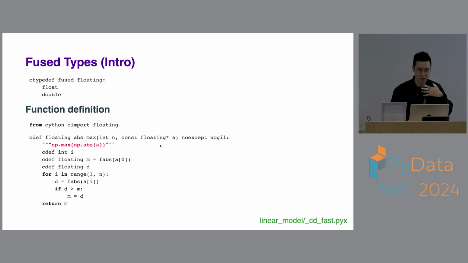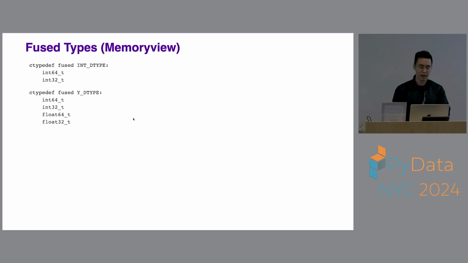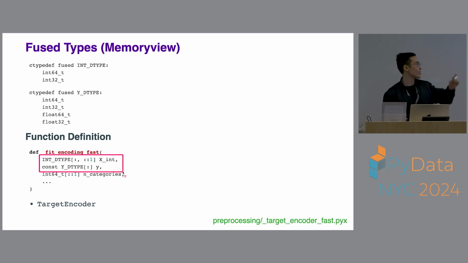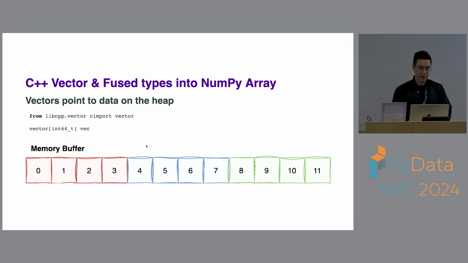You could even push this further and define your own fused types. This is an int one that supports 64 and 32-bit ints. This is one that supports ints and floats. Then you can have these in function definitions, and this defines 8 functions, because you have 2 there and 4 here, and you have all the combinations. You write this function once and it supports all these C types using fused types. So it's very nice.